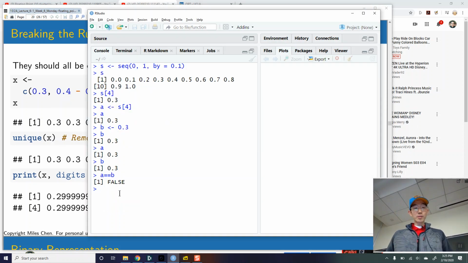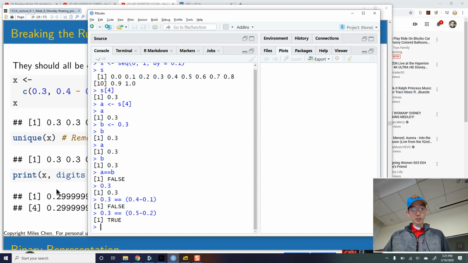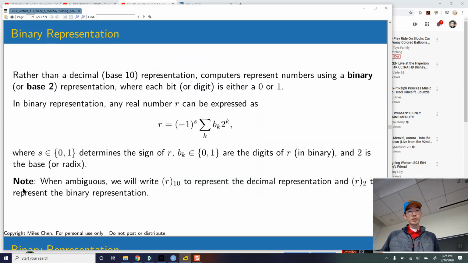And you can't tell what you're going to get, right? So I have 0.3 is this, and I can say is 0.3 equal to 0.4 minus 0.1. And that's false, okay? But is it equal to 0.5 minus 0.2? And that comes back true, right? And so how are you supposed to know which one is it going to be true for and which one is it going to be false for? And you can't really predict this, okay? We've got a bunch of these things.